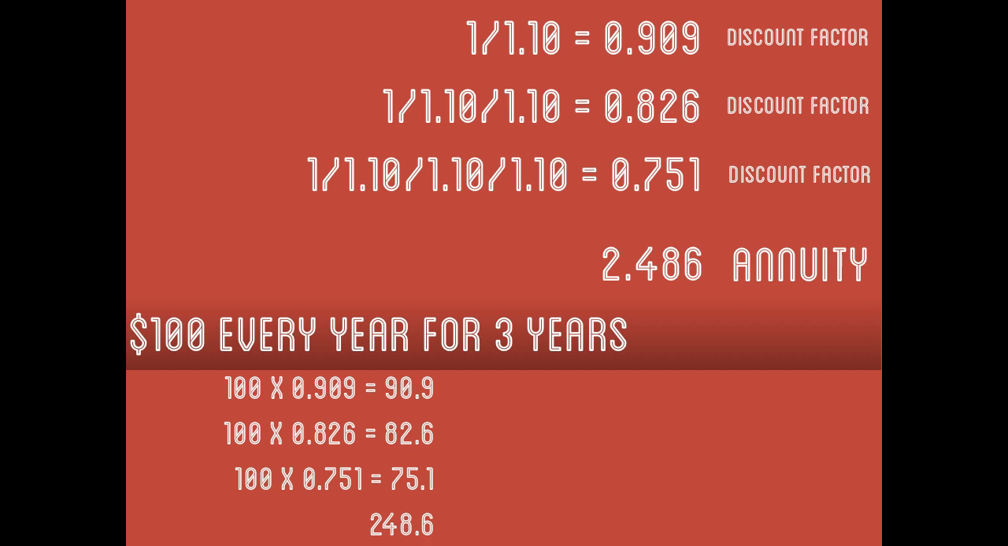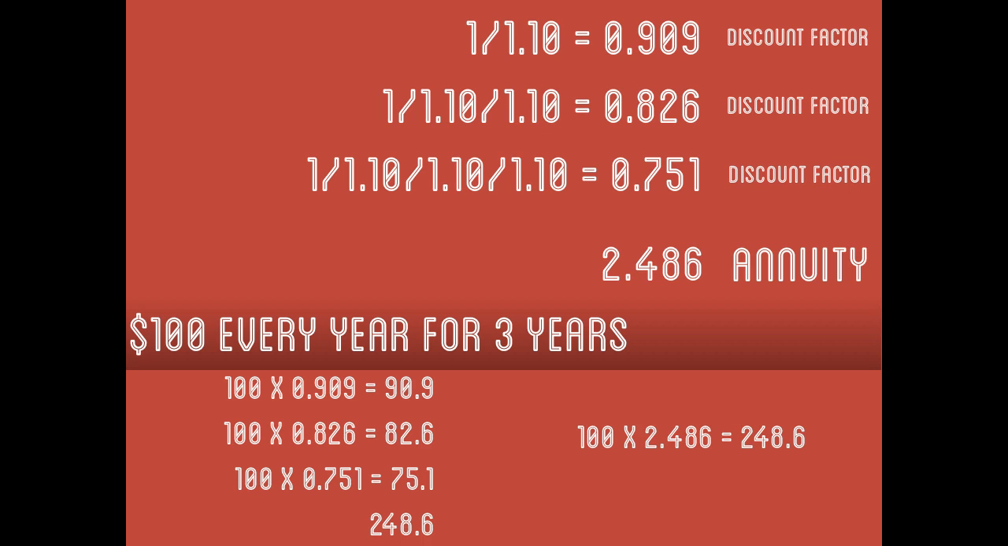248.6. But wouldn't it have been easier if I had just taken the 100 and times it by the 3 years for 10% discount factor? And that would have got me 248.6 straight away. So basically, using an annuity is just a time saver, so you don't have to do each individual year. But the key is you can only use this when it's the same amount each year, hence the word annuity, when it's the same amount each year.